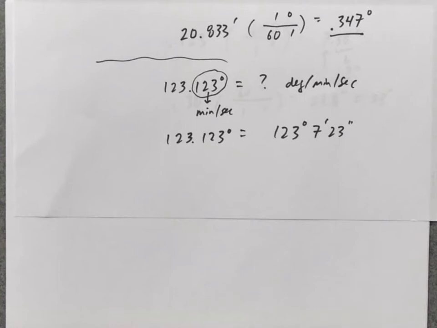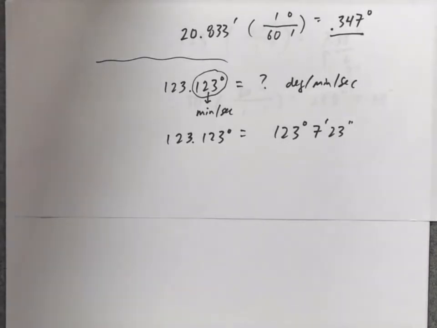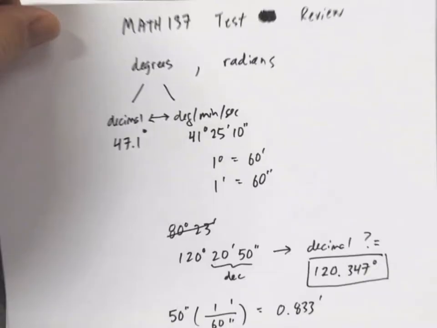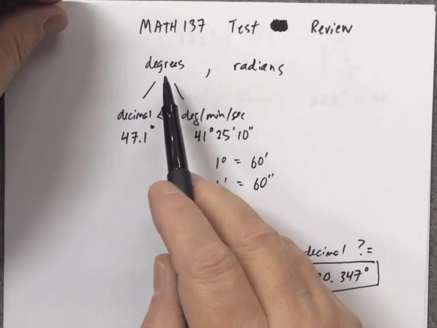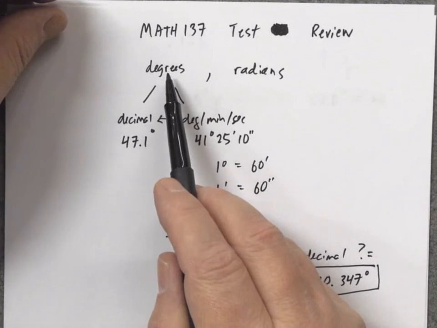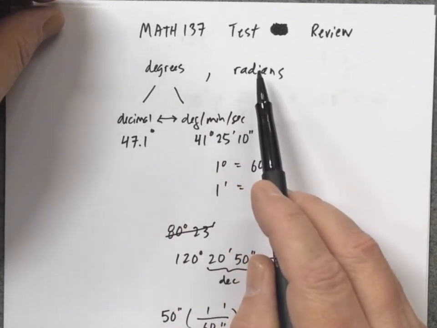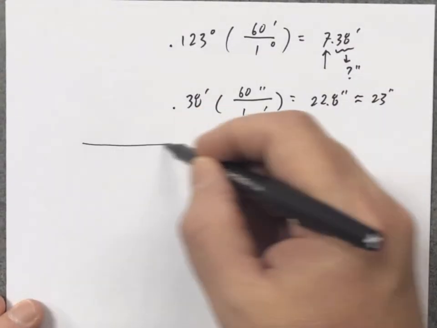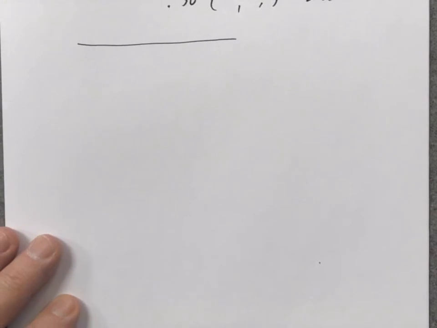All right, so that's a couple of problems, converting back and forth between decimal degrees and degrees, minutes, seconds. Now the next kind of problem we have is converting back and forth between degrees and radians, right? So I said really, throughout this class, sometimes some problems will have the angle expressed in degrees, and sometimes the angle is in radians. And now we're going to look at how you convert back and forth.